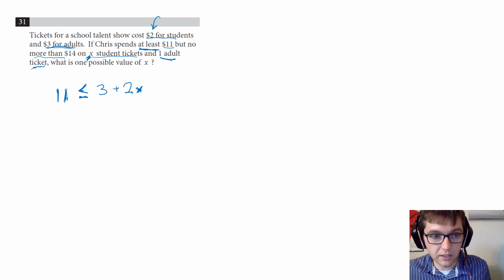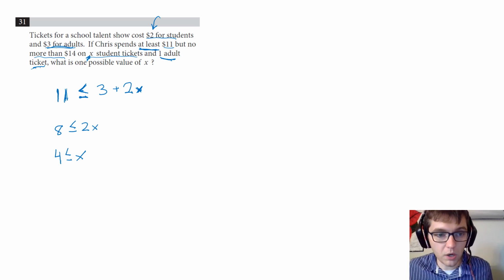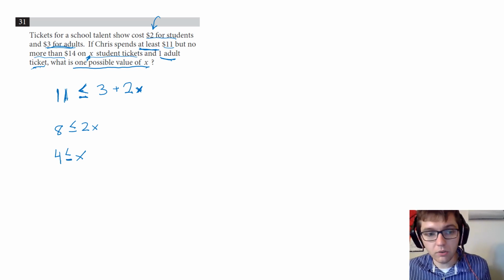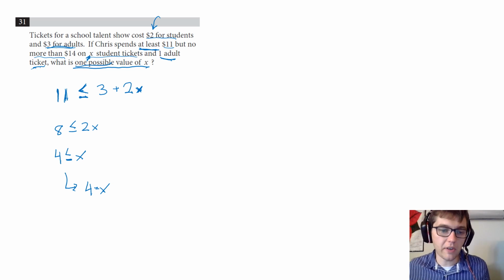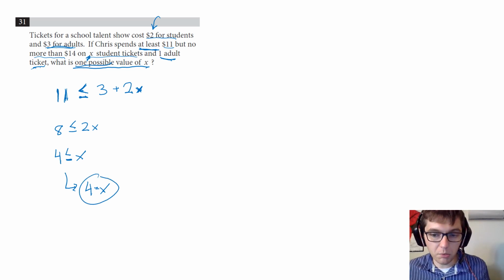Subtract 3 from both sides. That'll leave you with 8 less than or equal to 2x. Divide by 2. That'll leave you with 4 less than or equal to x. What they're looking for is one possible value of x. Remember, you have this equal to here, which means that x can equal 4, right? So you're allowed to say 4 equals x would satisfy. He could have bought 4 tickets. So one possible value of x is 4. You could end the problem right there. You don't even need to know about this $14.